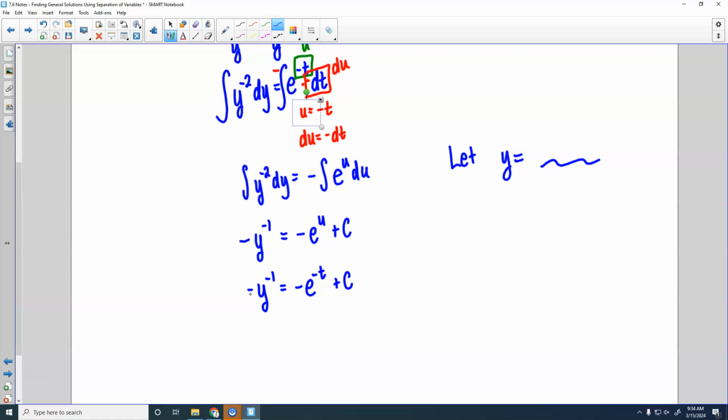I've got negative y to the negative 1. To solve for that, what do you guys think we should do? We're trying to get that y by itself. Okay, multiply by negative 1. That'll get rid of the negative. So that will give me y to the negative 1 equals positive e to the negative t plus c. Are some of you thinking that I messed up? Did I mess up? Okay.